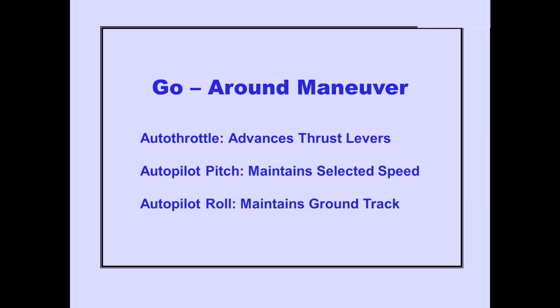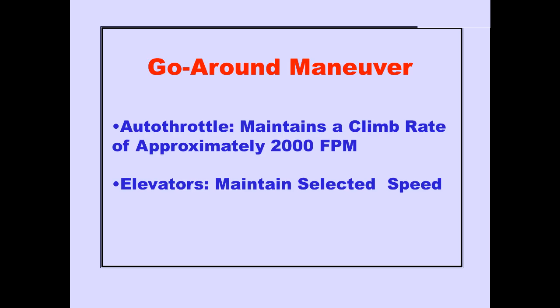In review, with go-around armed, pushing the toga switch starts the go-around maneuver. The autothrottle advances the thrust levers, autopilot pitch increases to maintain the selected airspeed in the IAS Mach window, and autopilot roll control maintains ground track. Pushing the toga switch once, the autothrottle is maintaining a rate of climb of approximately 2,000 feet per minute. The elevators are controlling pitch to maintain the selected speed.